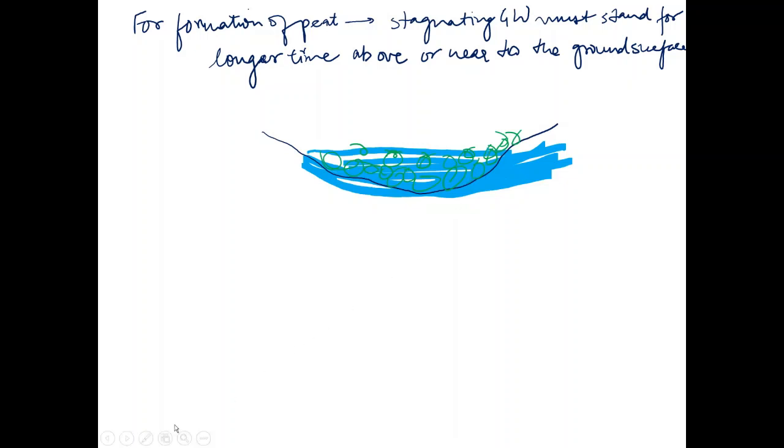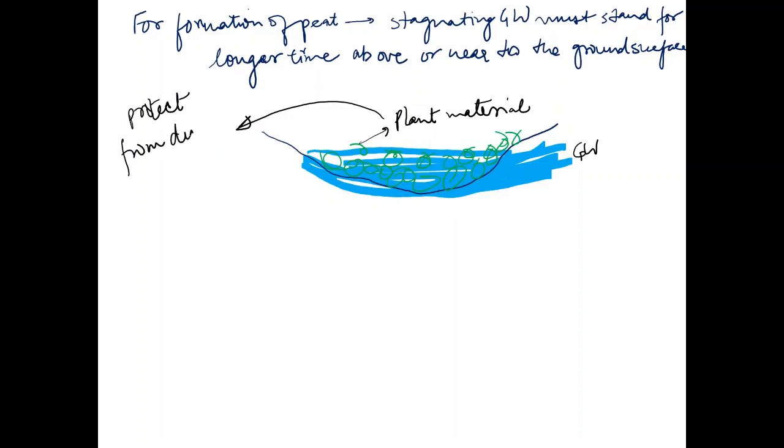Now, what this will do is protect the deposited vegetal material. So this is all plant material, and if the groundwater is stagnating and standing for a longer time, it will protect this plant material from decomposition.